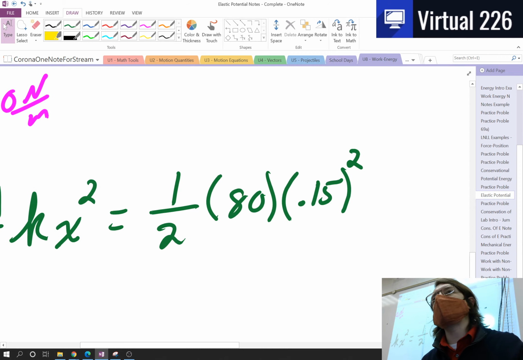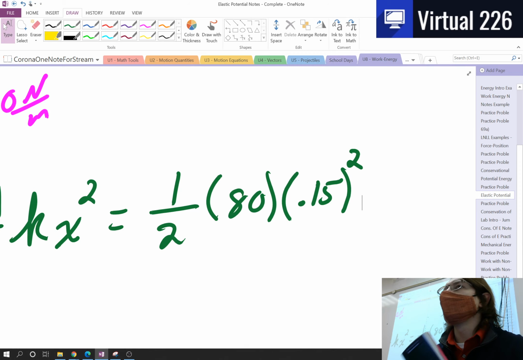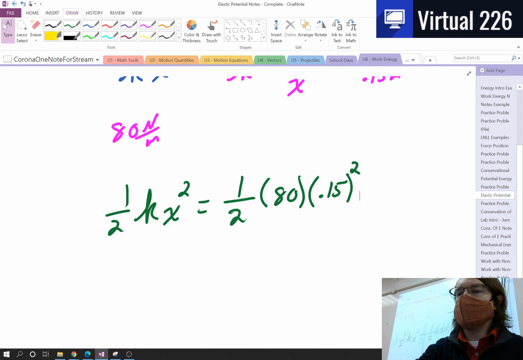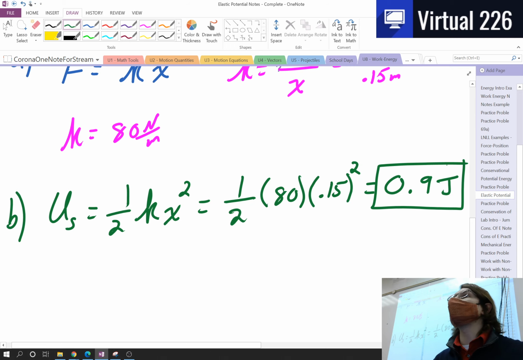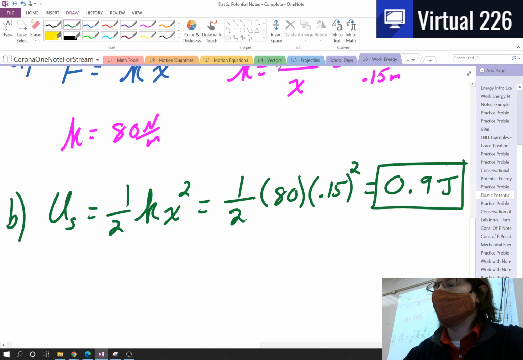Whenever you're typing these in on a calculator, I like to start with the 0.15 squared first, and then multiply and divide by everything else. So 0.15 squared is 0.0225. It gets smaller because we're multiplying a decimal by a decimal. And then we multiply by 80 and then divide by 2. And we find that our stored energy here is going to be 0.9 joules. And it has to be joules because joules is our unit of energy.